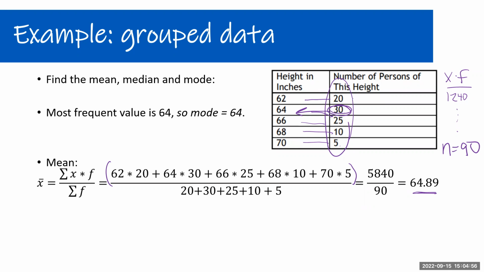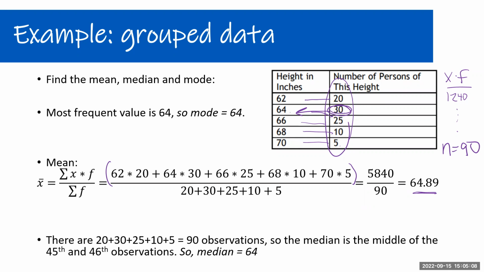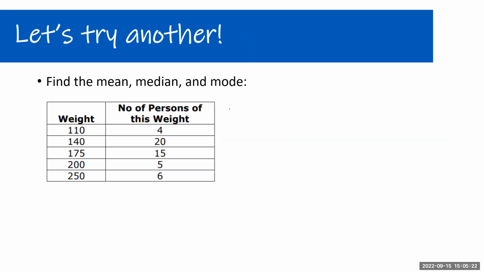We're at 20 observations here, and by the time we add all the 64s, we're at 50 observations, right? Because the first 20 are 62, and then the next 30 are 64. So our median is going to be the middle of the 45th and 46th. If this one goes up to 50, then 45 and 46 have to be part of this 64. So our median is the same thing as our mode, which is 64. Let's take a minute and pause, and you can solve this one as well.